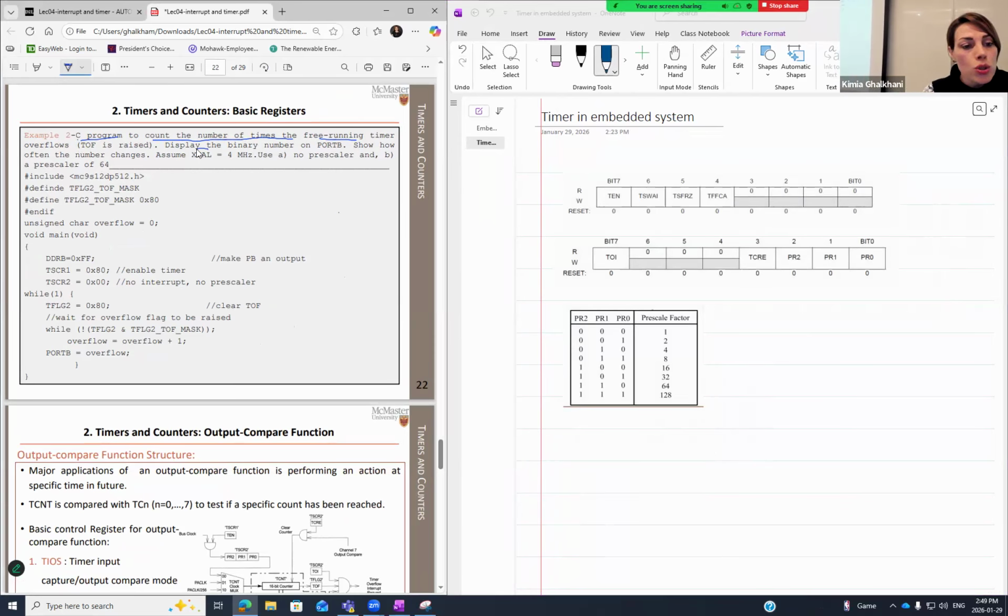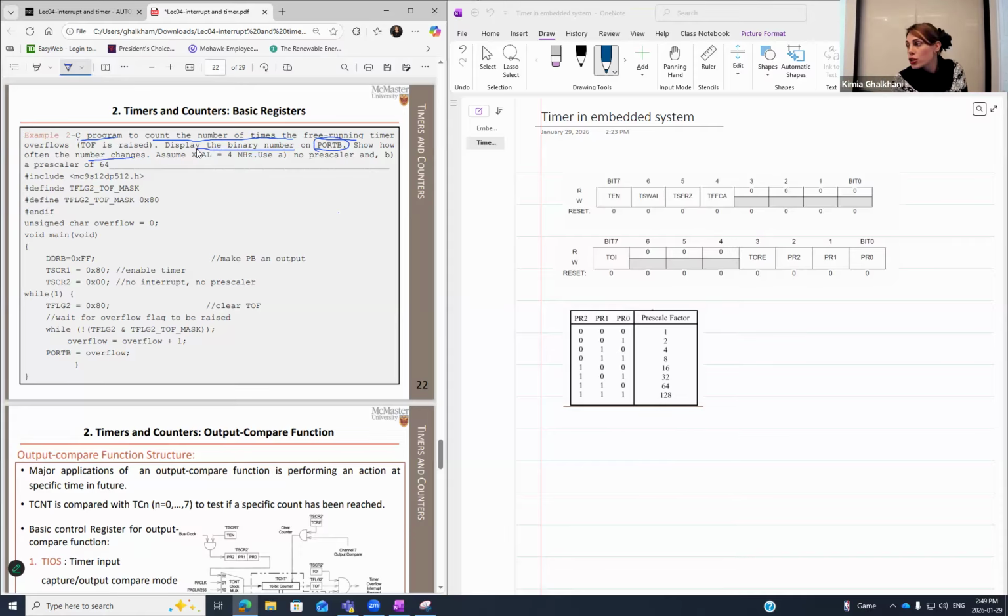And then I'm expected to display the binary number on port B. In the lab, we usually show it on port H, which is the LEDs. But here I'm expected to show them on port B and show how often the number changes. So far, I explained it through a schematic. I explained the procedure. And now I'm going to do it mathematically.